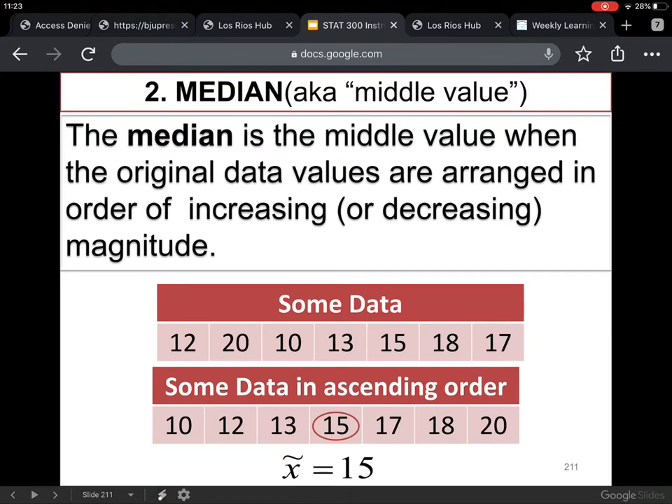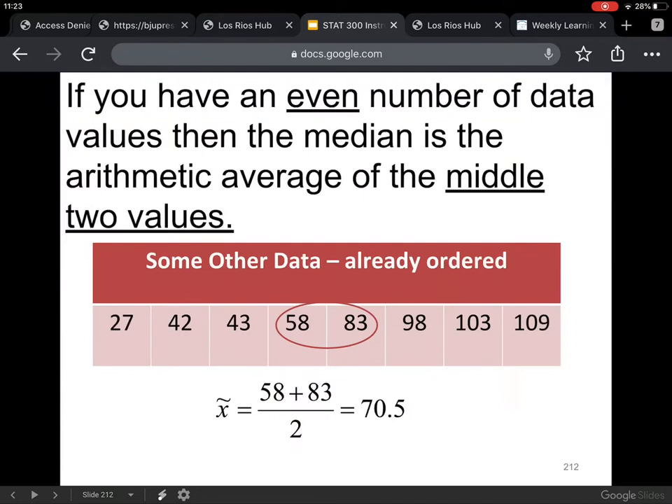And so you're probably asking, wait, what do I do when I have an even number of values? If I have an even number of values, the middle would be 2 values. And so since you have 2 values in the middle, how do I find a median of that? Well, I'd add those and find the average. Add 58 plus 83, and then divide by the 2 values. You get 70.5, and that would be considered the median. That's how you calculate the median with an even number of values.